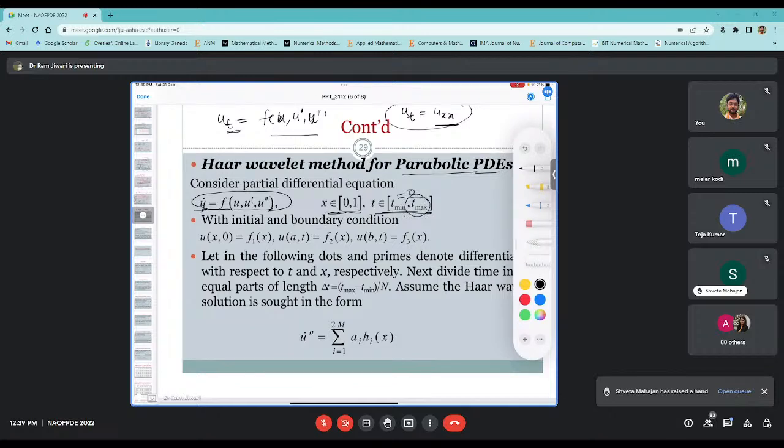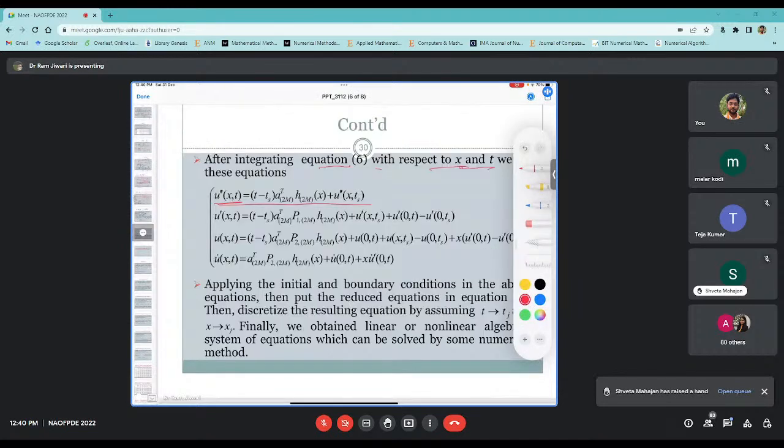So with some initial condition, and these are some boundary conditions, this is the explanation of how to solve a time dependent partial differential equation using the Haar wavelets. As I told you, if I base it so, u dot double dash is expressed in the form of a_i h_i(x). Next, what you will do is integrate this with respect to time one time, and then integrate twice with respect to x. One time with respect to t, as I told you, this is just notation.